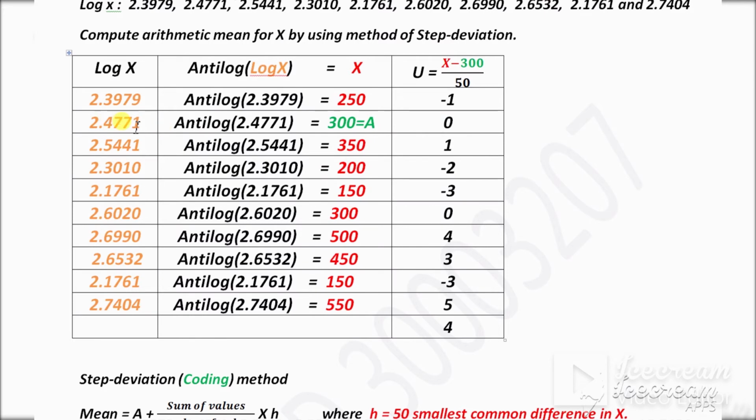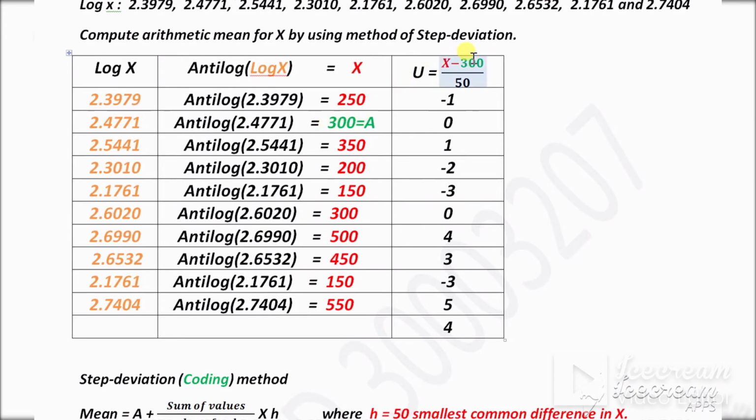Anti-log of this number is 300. Anti-log of this number is 350. Anti-log of this number is 200. Anti-log of this number is 150. So on. The last one, anti-log of this number, is 550. Now these are the original numbers of x. From these x values we can assume any value as a. Let's suppose the second one, 300, is a. So a is the assumed value, which is 300.